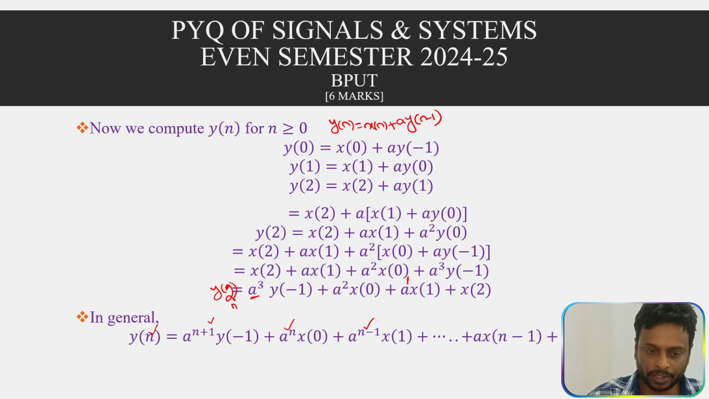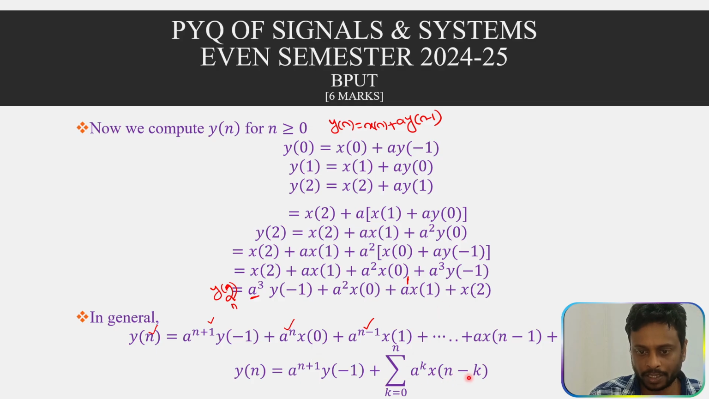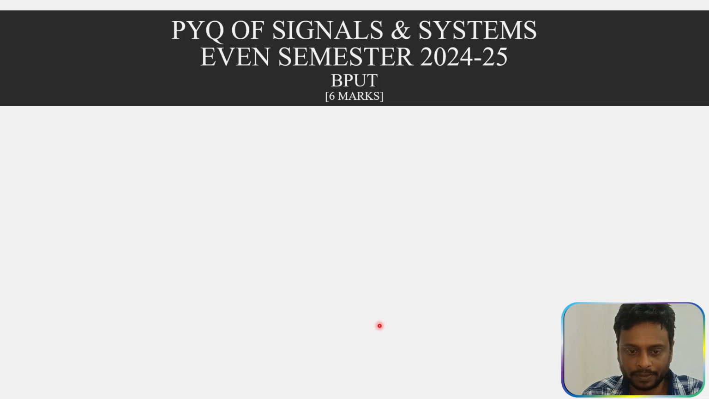So in general, we can write a to the power n plus 1 times y of minus 1 plus the sum of a to the power k into x of n minus k. In this case, we can see the output values are there, and in this case, the input values are there. So you can divide it into two parts: a first part and a second part. Let us check that.